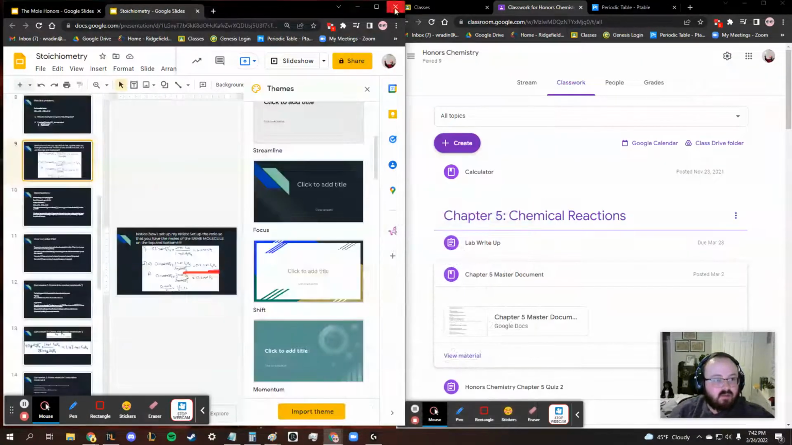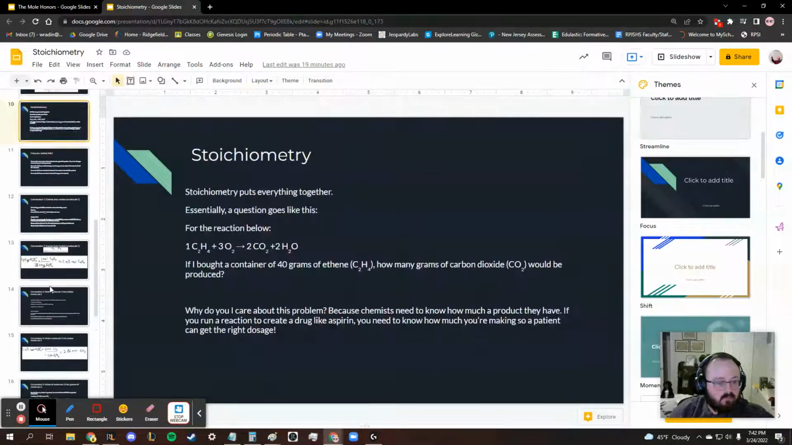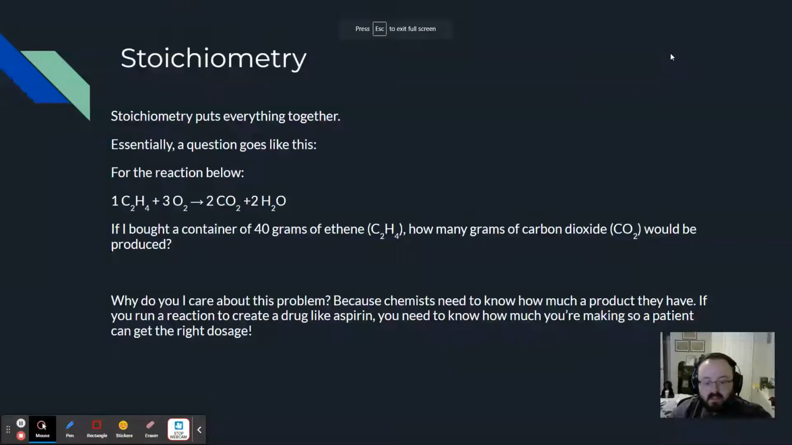Alright, so let's go back to here. This is stoichiometry. It puts everything that I've just done together. This is the type of question that you're going to get on your quiz, especially for the honors, I will have to decide how I'm doing it for scholars. You will just get 2 questions. They're going to look like this. It's a lot of fun work to do.